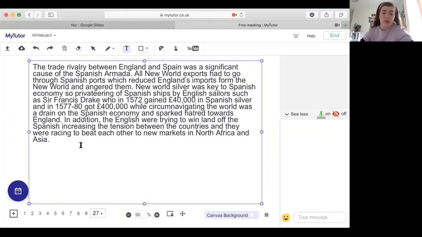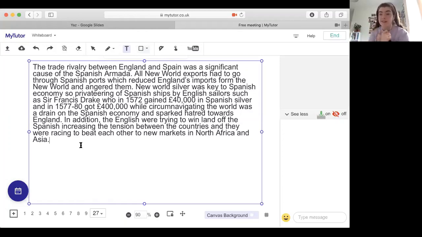The New World silver was key to the Spanish economy, so privateering of Spanish ships by English sailors such as Sir Francis Drake, who in 1572 gained £40,000 in Spanish silver, and in 1577 to 80 got 400,000 while circumnavigating the world, was a drain on the Spanish economy and sparked hatred towards England. In addition, the English were trying to win land off the Spanish, increasing the tension between the countries, and they were racing to beat each other to new markets in North Africa and Asia. So this is a really detailed answer. This is a level 4 answer for this point, for trade rivalry.